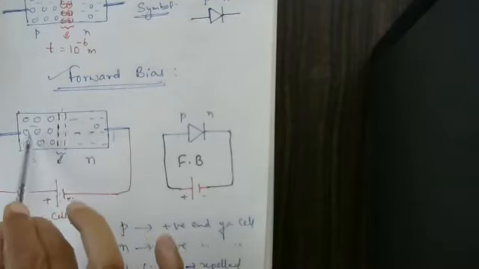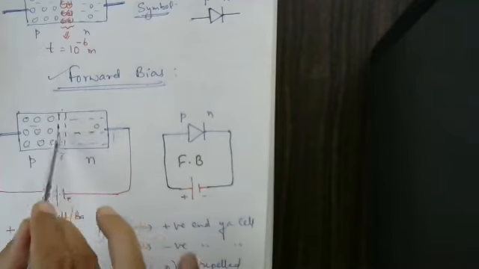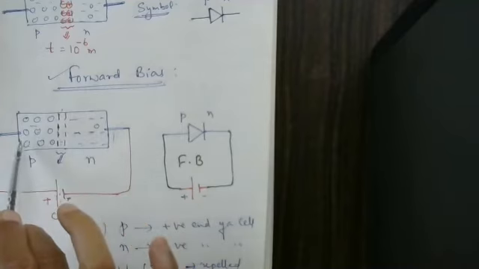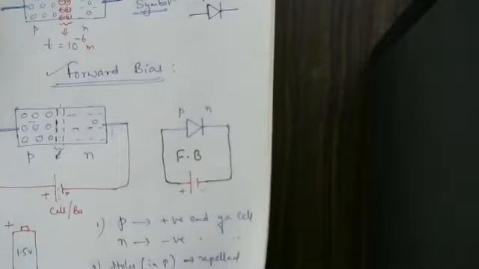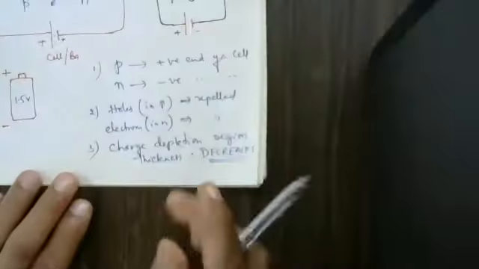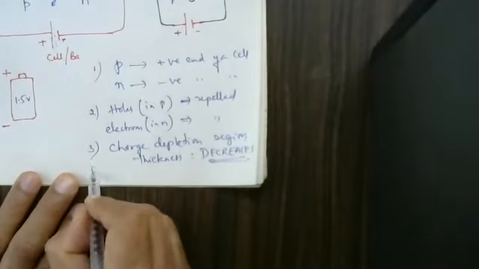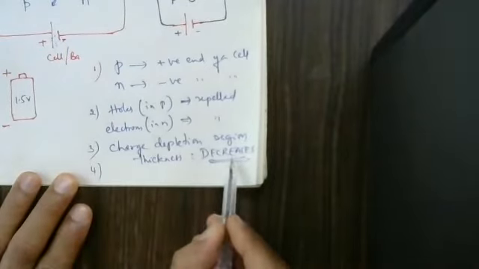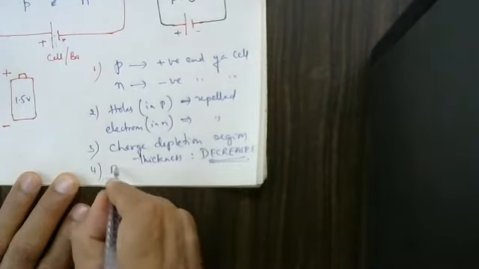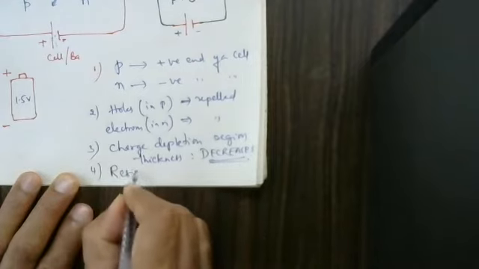At 0.8 volts, more electrons are moving. At 0.9 volts, still more electrons are moving. Like that, current is set up here. And hence here, the charge depletion region thickness decreases. Point number 4: as the charge depletion region thickness decreases here, now I can say resistance.